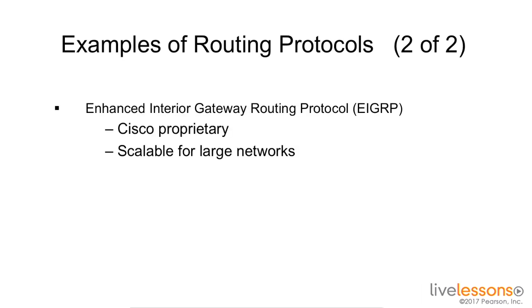Another example of a routing protocol would be one called Enhanced Interior Gateway Routing Protocol, or EIGRP, and until recently was Cisco proprietary. It is very scalable and easy to use and widely deployed across many networks.